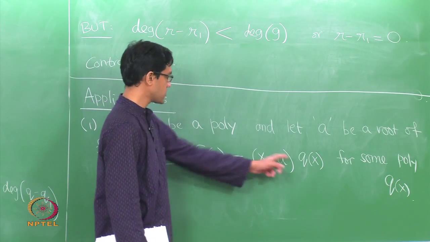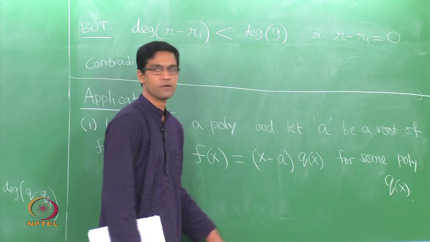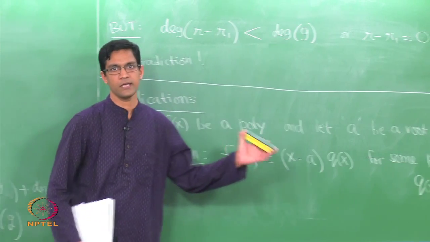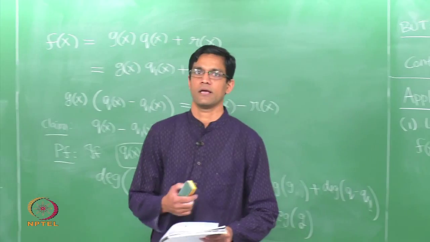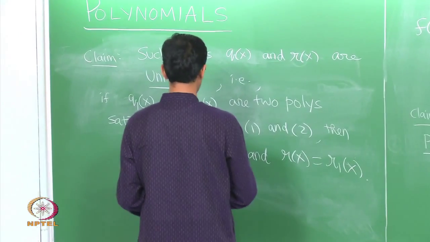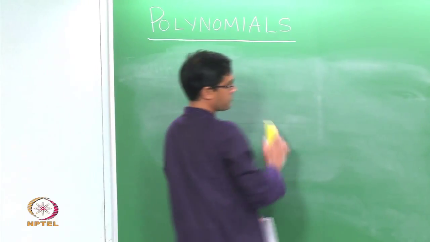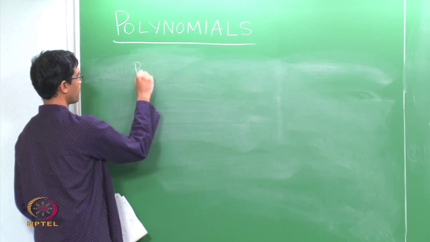So observe, if f has this form, of course if you substitute x equal to a, you will surely get a 0 because there is a term x minus a in front. Okay, the key content here is really the converse, that if f of a is 0, then f must be a multiple of x minus a. And let us prove it just using the division algorithm. So how do we prove this fact?